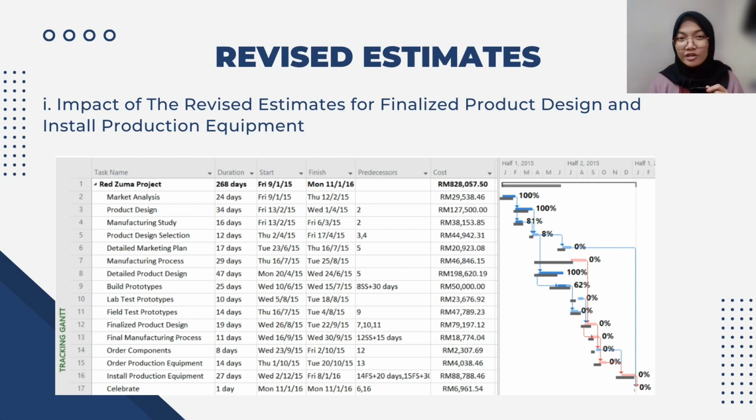Thank you, Arysha. Hello everyone, I am Ezleen and I will continue with the next part, which is revised estimates. We need to adjust the estimation for some of the remaining activities as what we already mentioned to Ms. Robin Lane, and the affected activities are finalize product design and install production equipment. She also requests to complete the project by 17th of January 2016.